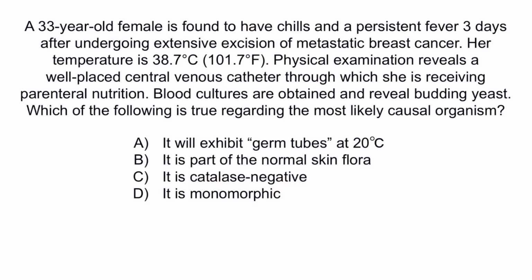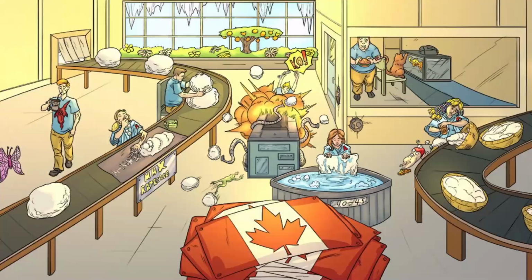Okay, hopefully from the question stem you notice that this patient has a central venous catheter through which she is receiving parenteral nutrition and also has had blood cultures that have shown budding yeast. These features are pretty unique to Candida and should make you think of a Candida infection. So with this in mind, the correct answer is B. It is part of the normal skin flora. From the image, recall that the flowers back here are here to help you remember that Candida is part of the normal skin flora. The tubes coming off of the machines right here resemble catheters and are here to help you remember that patients receiving parenteral nutrition through a catheter may develop Candidemia.